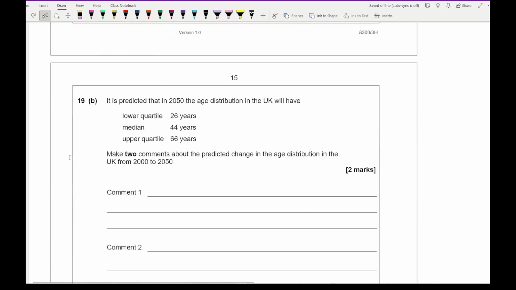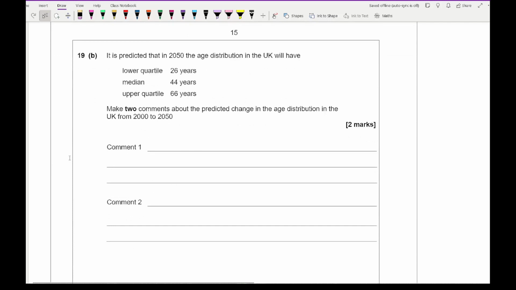Then the next question, 19b, says it is predicted that in 2050 the age distribution in the UK, the lower quartile is 26, the median is 44, and the upper quartile is 66. And the question is asking us to make 2 comments about the predicted age distribution in the UK between 2000 and 2050. So for this, whenever you're comparing a box and whisker or any statistical data, you want to have a comment on the average and you want to have a comment on the spread. If you can spell it correctly.